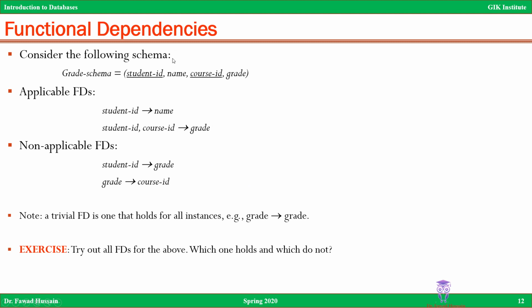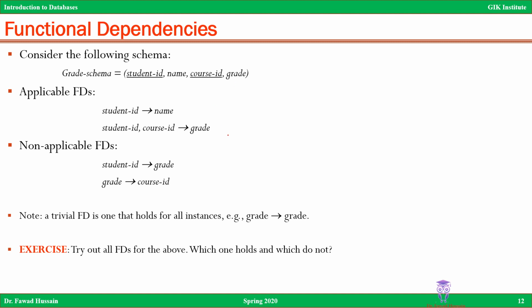So some other examples of functional dependencies. For instance, I have the grade schema. We have the student ID, the name, the course ID, and the grade. Now the name is solely dependent on the ID of the student. If I know your reg number, I know your name. But if I know your reg number, I don't know your grade unless you give me the additional information of which course I am talking about. So a student ID determines name, and the combination of student ID and course ID determines the grade. However, student ID alone cannot determine the grade, and the grade alone cannot determine the course ID.